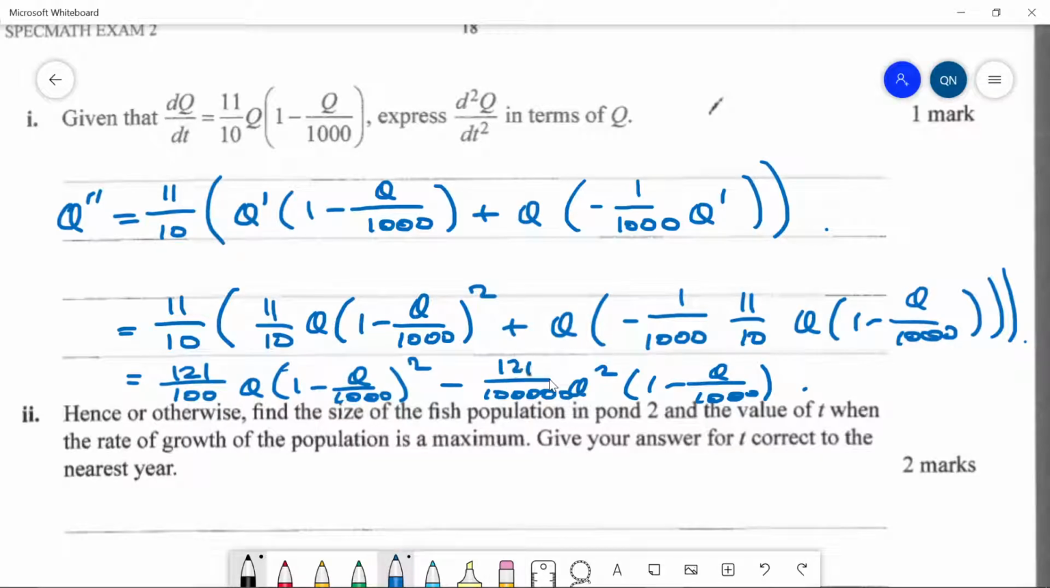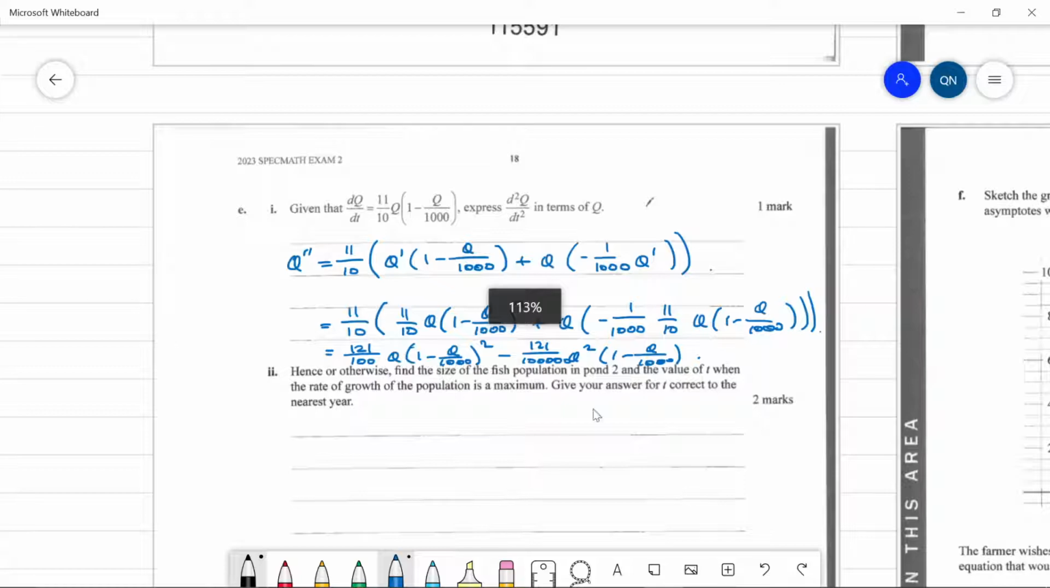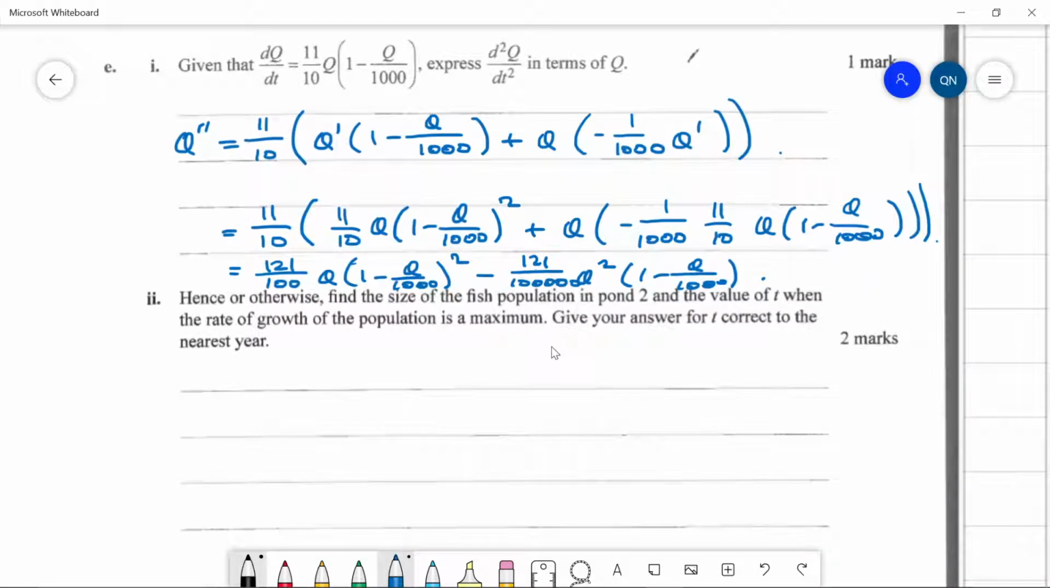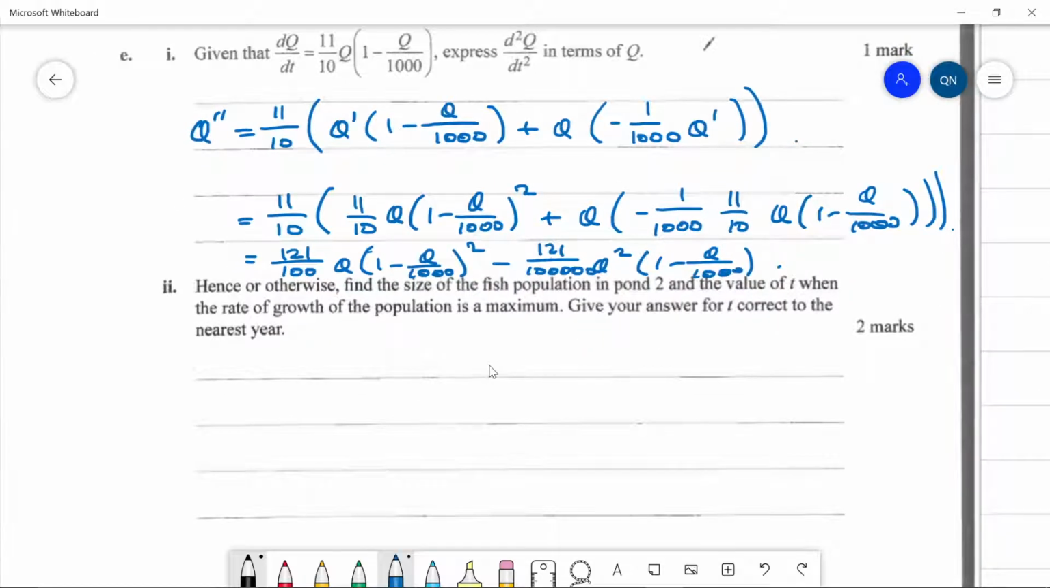So 121. Hence or otherwise, find the sample size of the fish population in pond 2 and the value of t when the rate of the growth of the population is a maximum. Give your answer for t correct to the nearest year. So this is just a quadratic in Q pretty much. Again, we could probably simplify this further if we expand things out and collect terms, but I really can't be bothered doing that. I'm already tired, so let's just brute force through this.